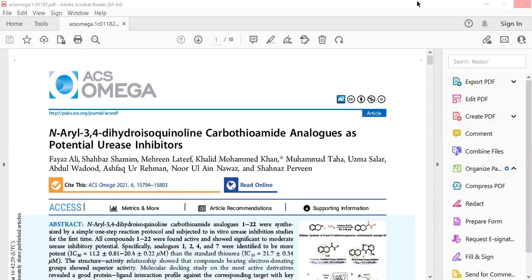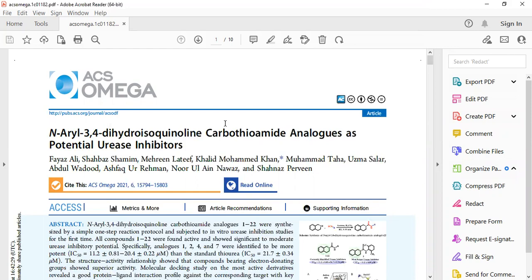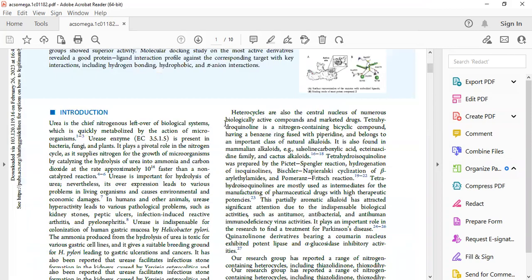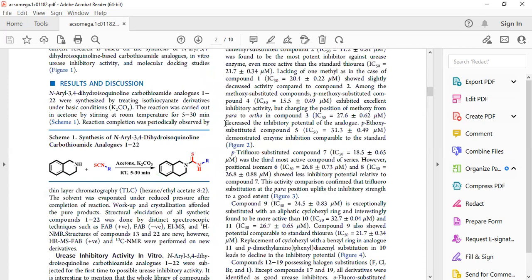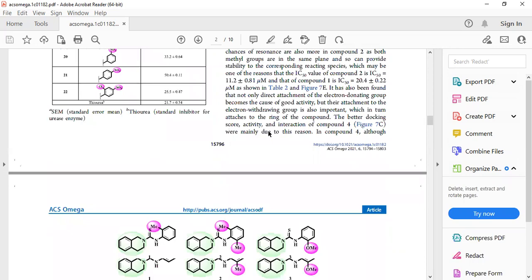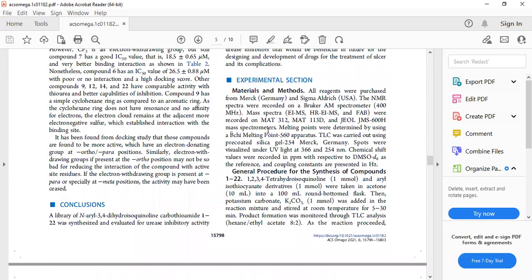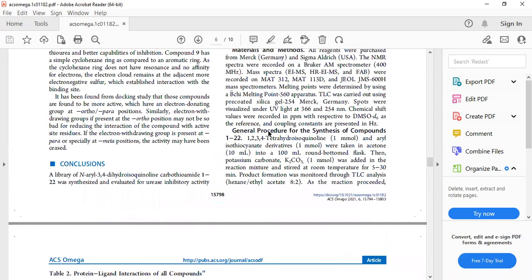Today we will learn how to read a research paper and what to read in a research paper. A research paper contains four different parts: introduction, result and discussion, material and method section, and finally conclusions.